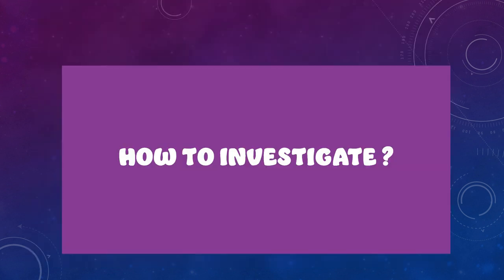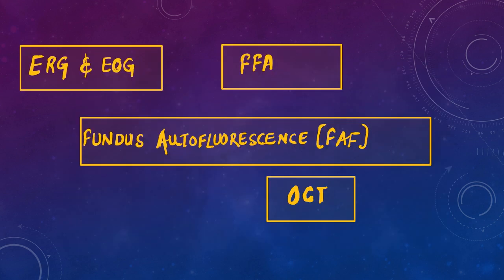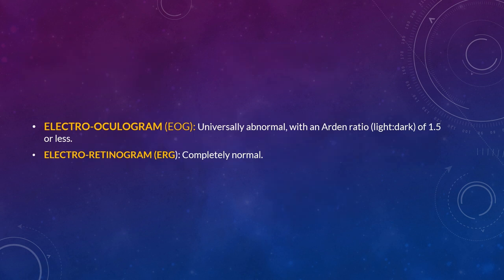Now the question is, how do you go about investigating a patient with BEST disease? Basically, go ahead and do the ERG and electrooculogram. You can do a fundus fluorescein angiography, a fundus autofluorescence, and an optical coherence tomography. The most common ones that we do are an EOG and ERG when BEST disease is suspected. Obviously, it is after an OCT because OCT is widely available.